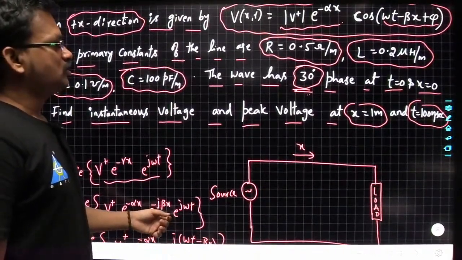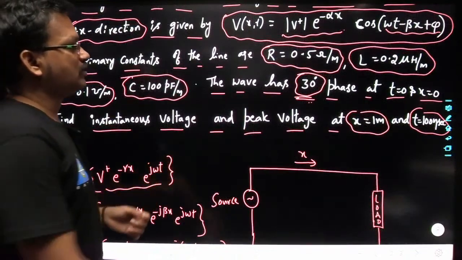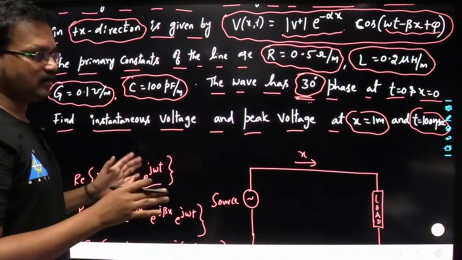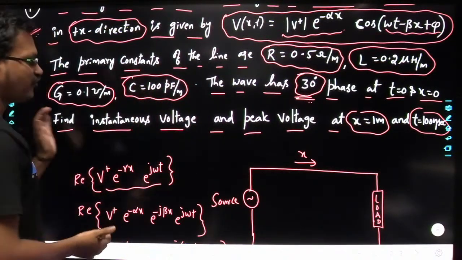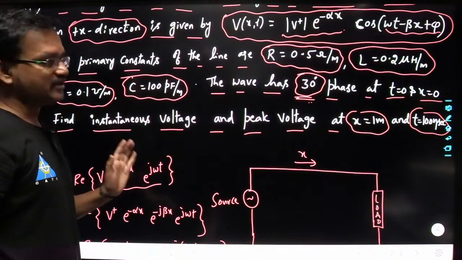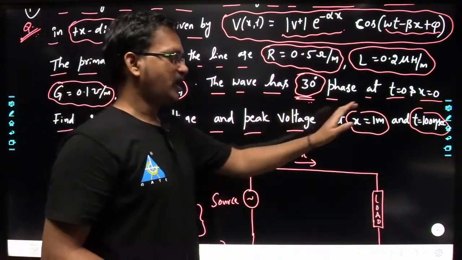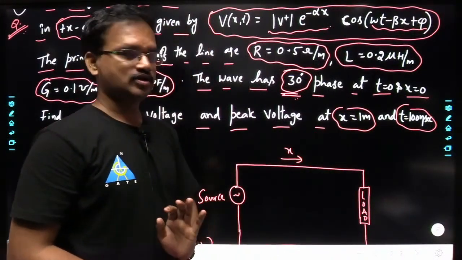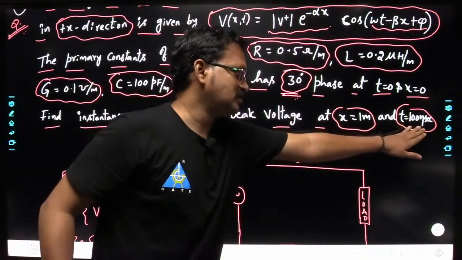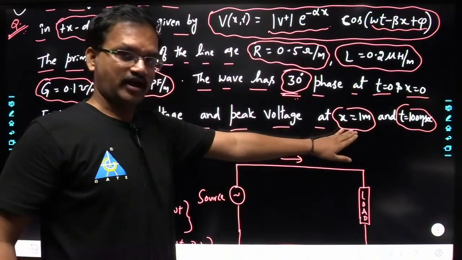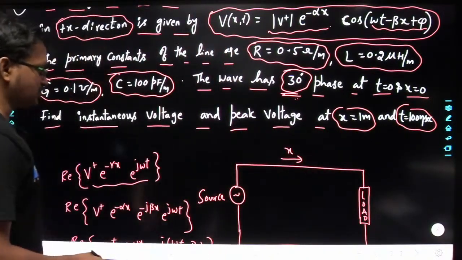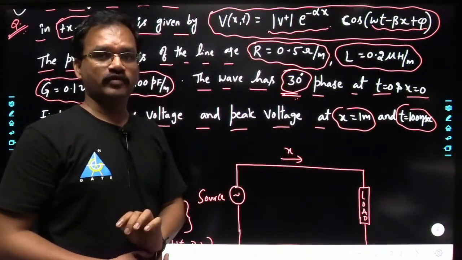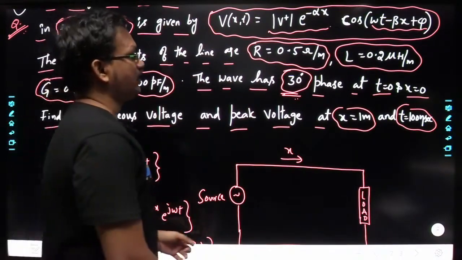And here in this problem they have given R value, L value, G value and C value. That means they have given the primary constants of the transmission line, and now they are asking to find the instantaneous voltage and also peak voltage at x equal to 1 meter and t equal to 100 nanoseconds. So at this instant of time and at this location you have to determine the instantaneous voltage, and also the peak voltage of the wave. Understood? Now see here.